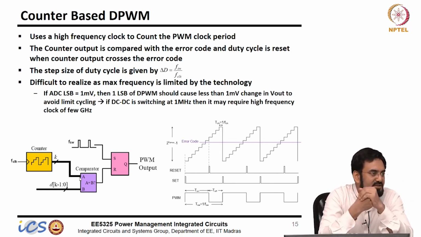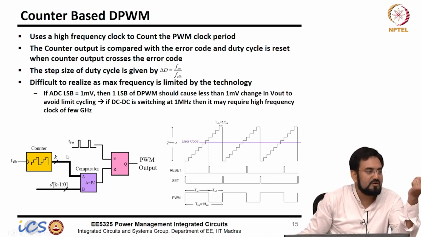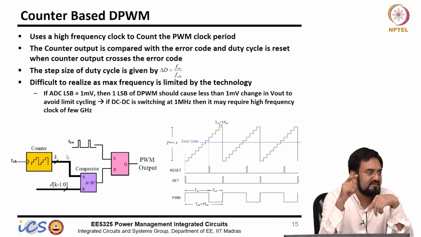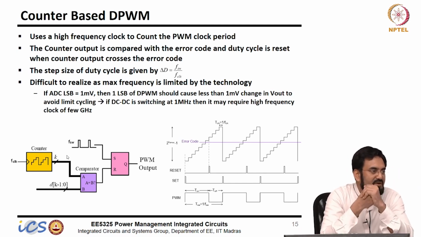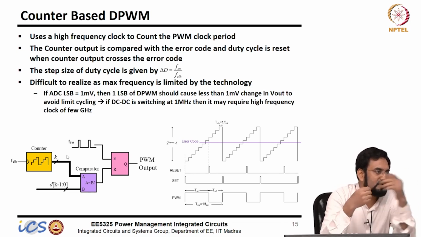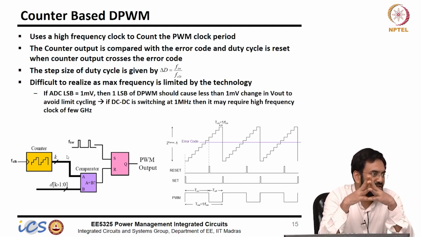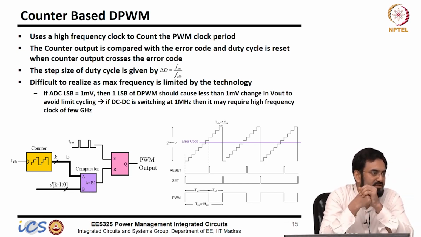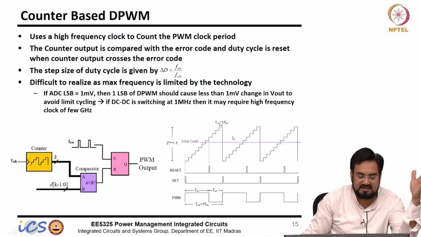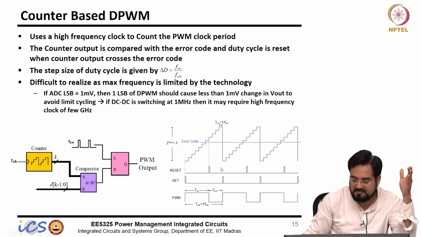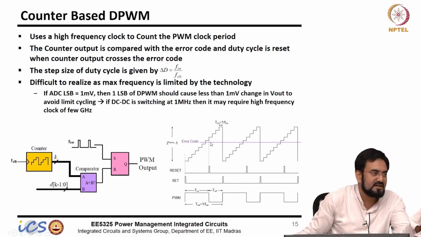So you can get a 10 bit resolution by just feeding a high frequency clock and counting it, and depending upon your code, you are resetting it every positive edge of 1 megahertz. So you set the duty cycle at the positive edge of 1 megahertz, and you reset it based on the counter. The control code which you are generating from the PID will control the count. How many counts you require, based on that it will reset the duty cycle and you can vary the duty cycle. So this is what is happening here. When I say error code, it's basically the control code here.